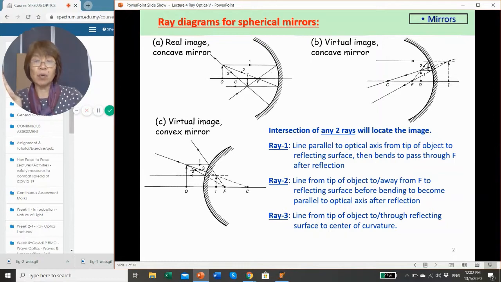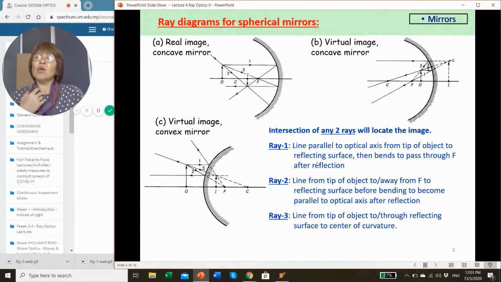And then the second ray will be the one that you align to the focal point, and then it gets reflected at the mirror, and the reflected ray will be parallel to the optic axis. The third one would be the one that is aligned to the center of curvature, and it reflects on itself. Now all these rays on this side don't meet. So what we have to do is project them behind the mirror. When you project behind the mirror, they will be dashed lines. At the point of intersection, that's where you locate the image.